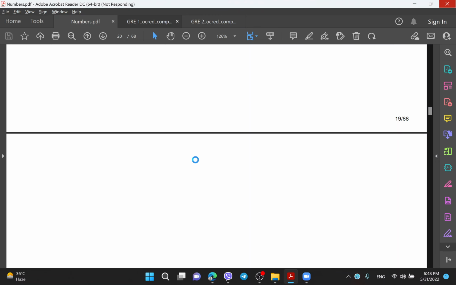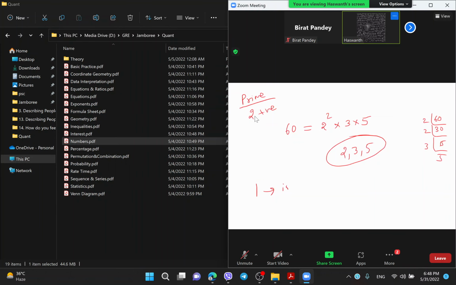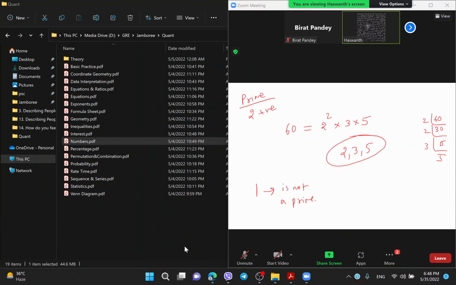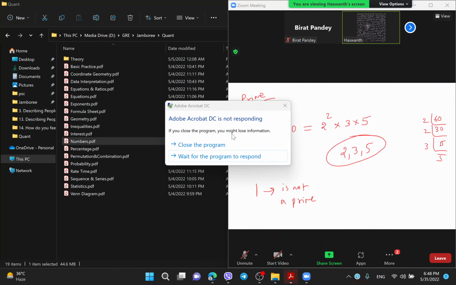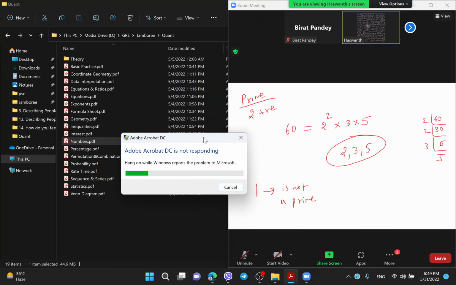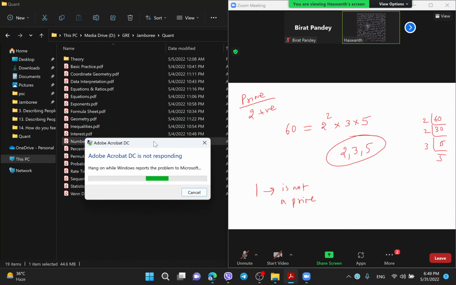And one more important point, 1 is not a prime number. Least possible prime number is 2. Prime numbers will start from 2. Because a number is said to be prime if it has two positive factors. But how many positive factors does one have? Only one itself. So 1 is not a prime number.